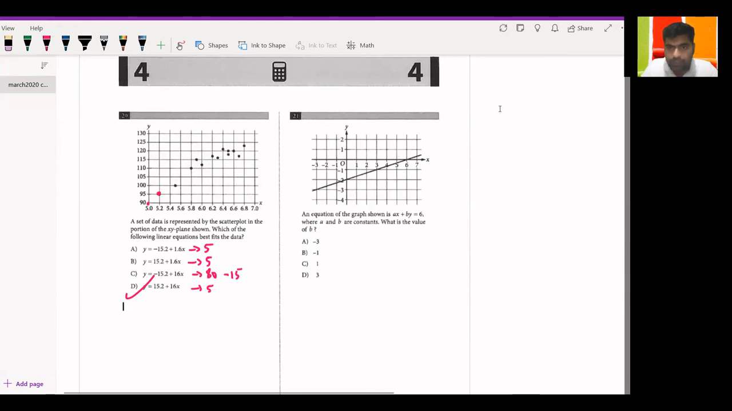The line is going up. What is the value of B? If x is 0, by is 6, or the y-intercept is 6 over b. But the y-intercept is -2, so -2. So b is 6 divided by -2, -3.